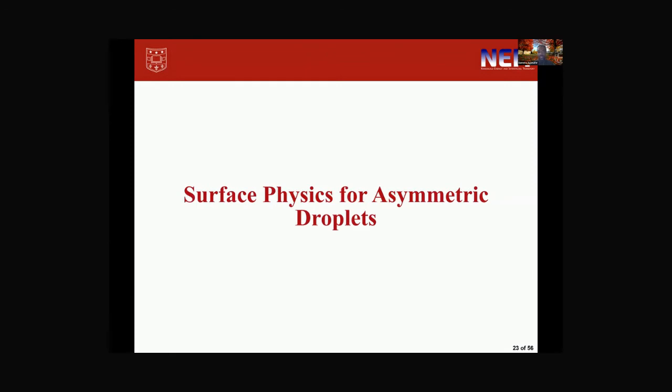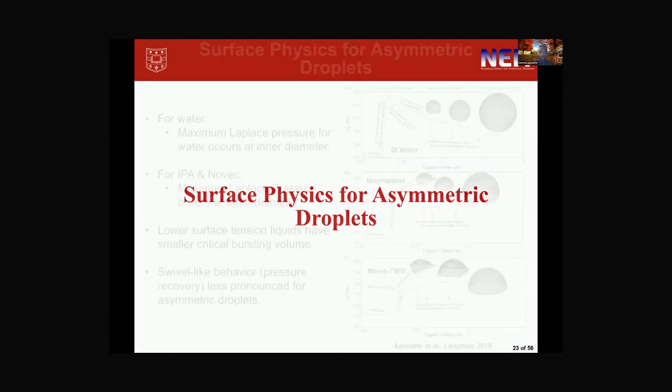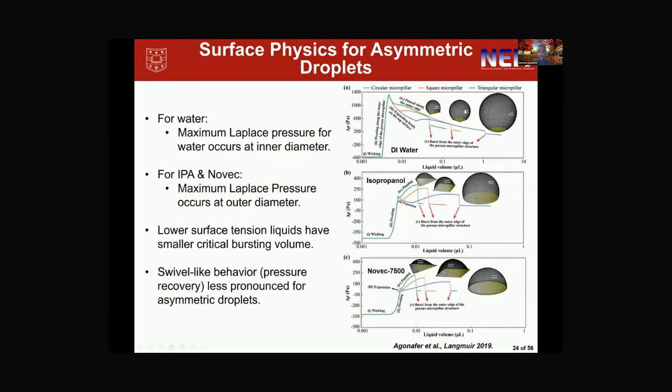Okay, so now that we've looked at the surface physics for hemispherical droplets, let's briefly take a look at the surface physics for asymmetric droplets. It's very similar in terms of the behavior, at least for some of the different stages. So you have your wicking, and then you have your pivoting from a concave to convex meniscus. Then also, the maximum Laplace pressure for water occurs at the inner diameter, and for low surface tension liquids such as IPA and Novec it occurs at the outer diameter.